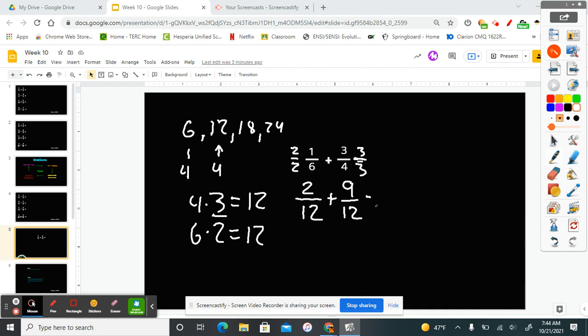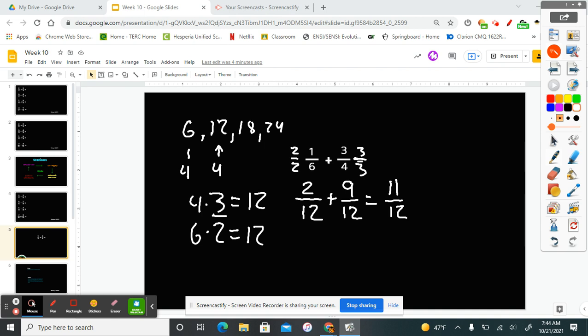And now that we have a common denominator, 12, now we just follow our steps for adding with common denominators. So 2 plus 9 is 11, and 12 we keep. So our answer is 11/12.